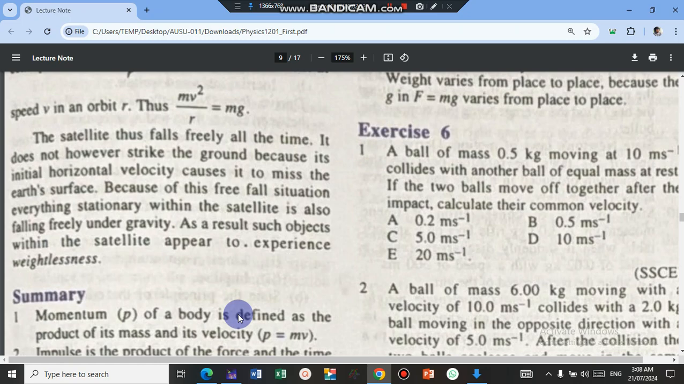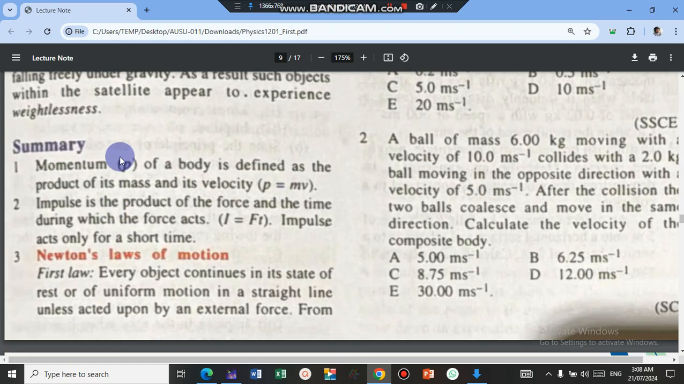Okay, here is a quick summary of what we learned from this topic. The first one is momentum of a body is defined as the product of its mass and its velocity, meaning when I multiply mass of an object by its velocity, I get its momentum. Secondly, the impulse is the product of force and the time during which the force acts. If I multiply force by the time during which that force acts on an object, this measurement we call impulse.